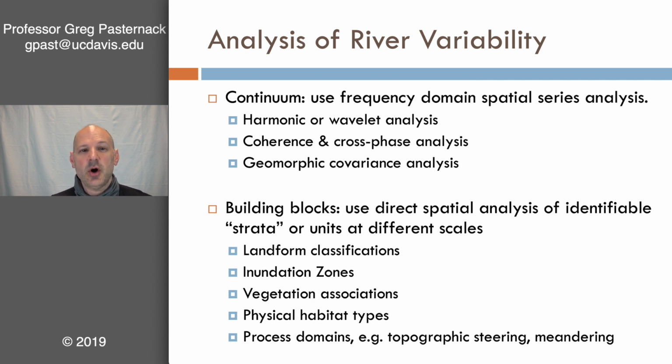These are all approaches that essentially begin with treating the landscape as a continuum, but it's very important to recognize that there's a whole different way to go, and that's what I call the building block approach. That is that we can come up with decision trees that allow us to take a continuous data set and break it into discrete objects: landform classification, process classification, inundation zones, vegetation patches, or physical habitat, mesohabitat patches. These are all examples where you start with a pattern of depth and velocity, or you start with topography, and you break it down into these individual blocks.